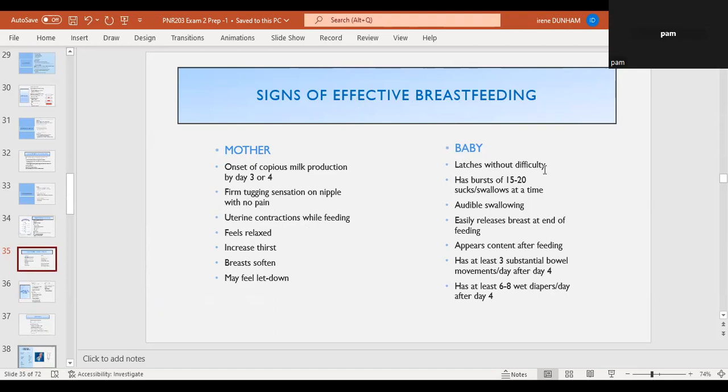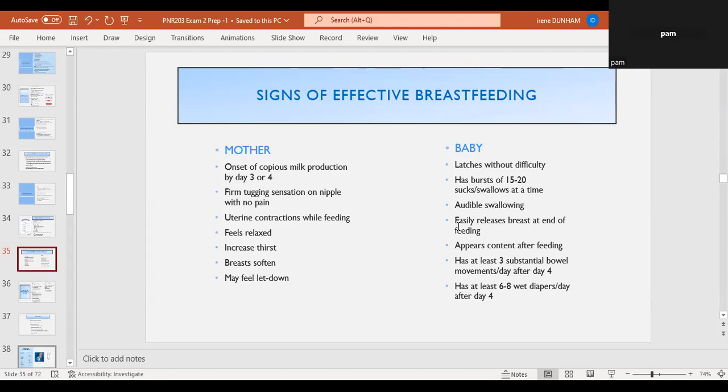So baby latches on without difficulty. Oh, wonderful. And then he has bursts of 15 to 20 sucks, and he's swallowing. And you want to hear that swallowing. And then when you're done with feeding, you tell mom to take her finger and put it in the corner of his mouth and release the suck. You always make sure you do that. If you don't, then you just pull baby off the breast. That's going to hurt mom.